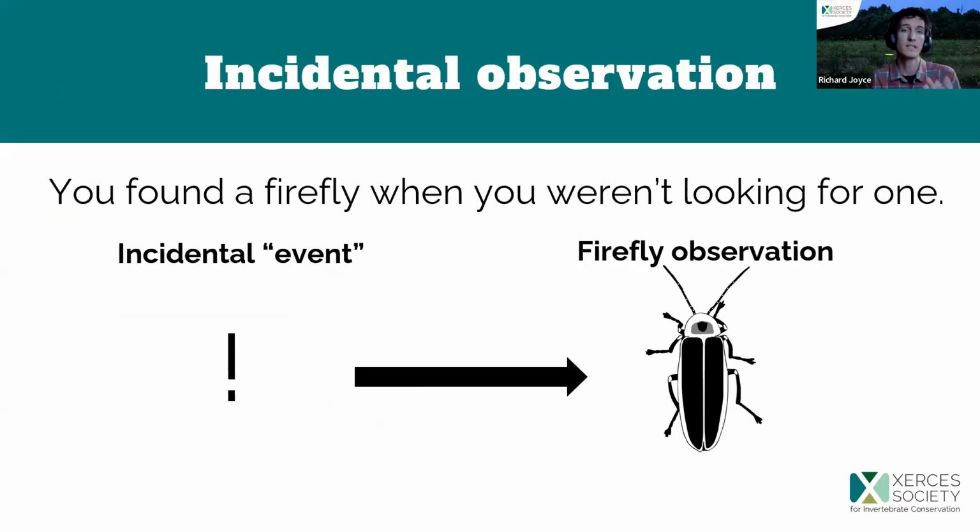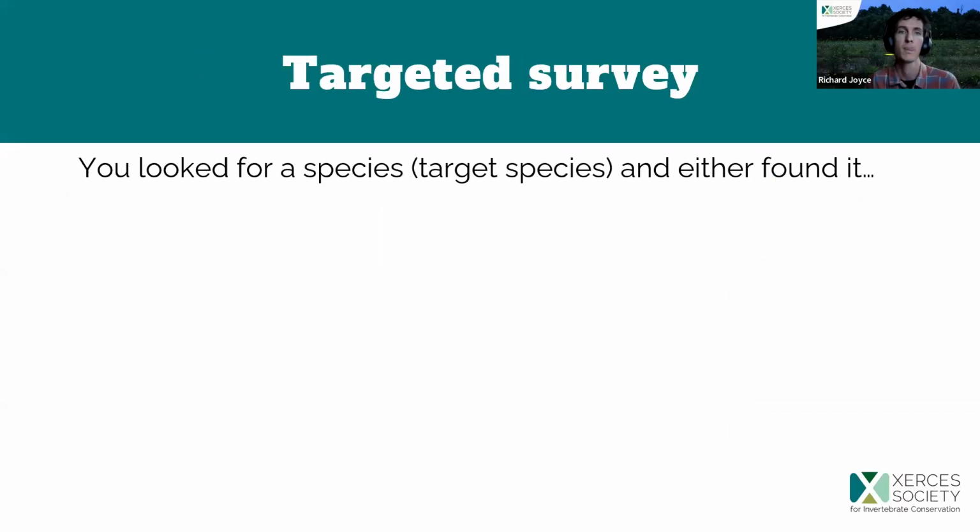So I'm going to go through a few of the scenarios, of types of data collection with the Atlas. So an incidental observation: you find a firefly when you weren't looking for one or you weren't prepared to do a full survey. So we call this an incidental event, and you have a firefly observation attached to that event.